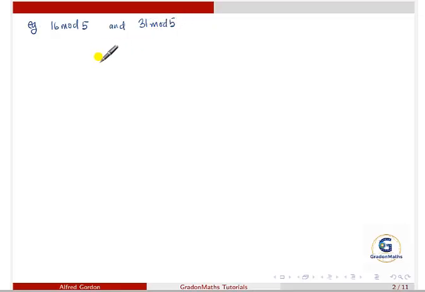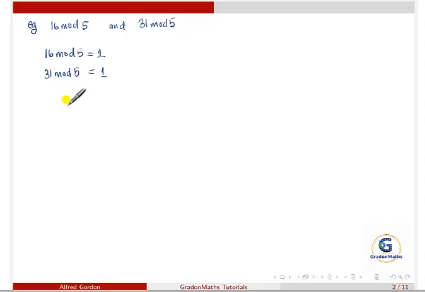Now looking at these two examples, we know that for 16 mod 5, we can either use repeated subtraction or use the division method to determine the mod. From our previous videos, we can see that 16 mod 5 will give us a result of 1, and then 31 mod 5 will also give us a result of 1. So what can we see here?